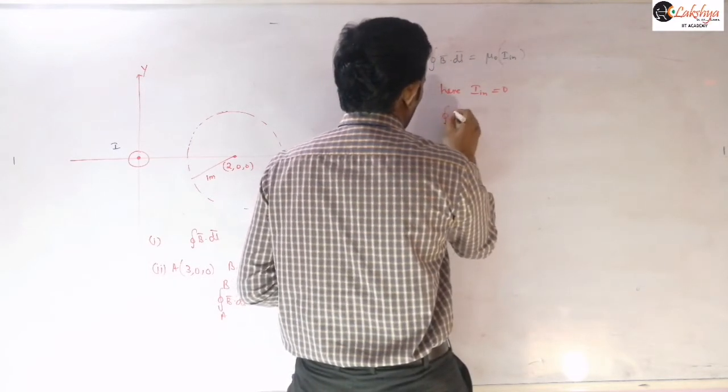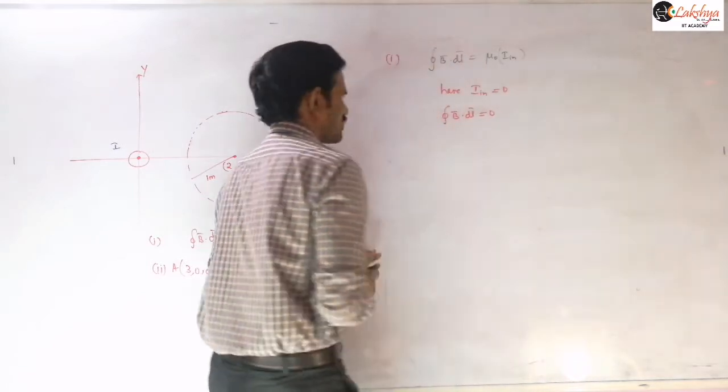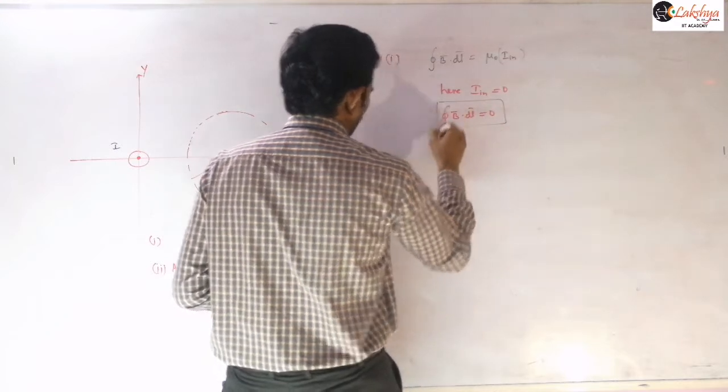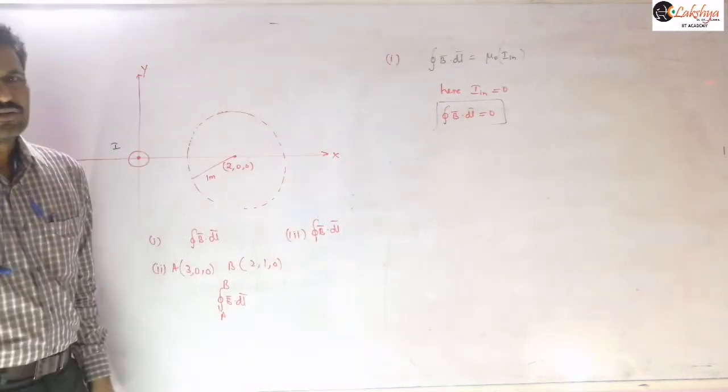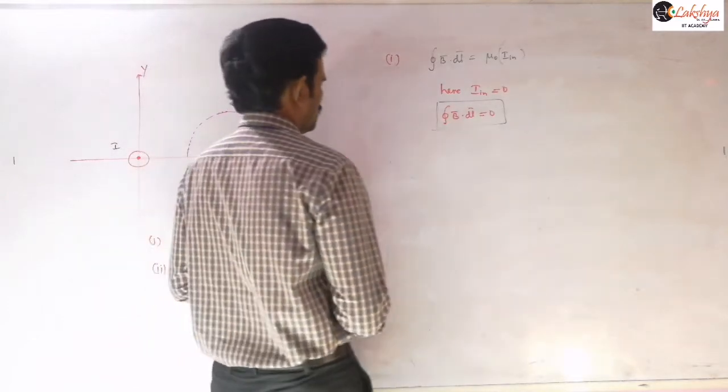Therefore the integral of B dot dl over the closed loop is 0, we can write. So that is the answer for that. So the integral of B dot dl over the circle is 0. Is it clear? So now let us come to the next part, that is points A and B we are taking there.